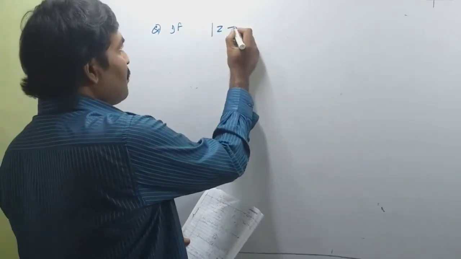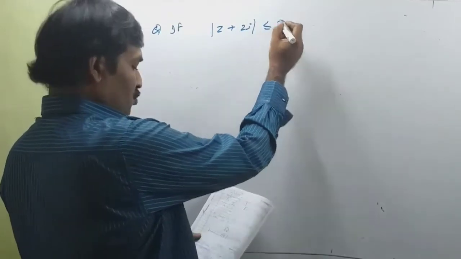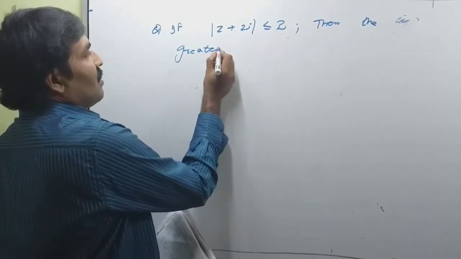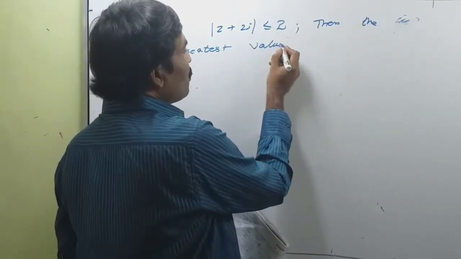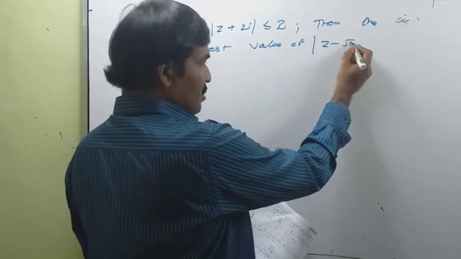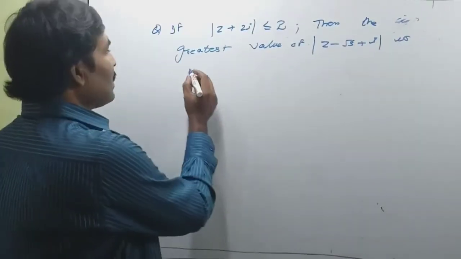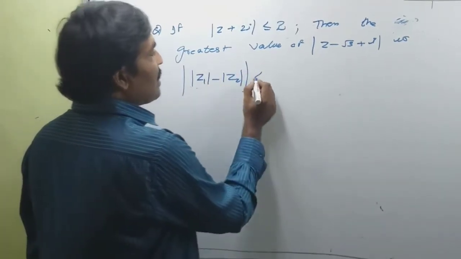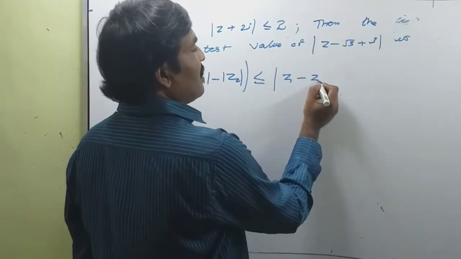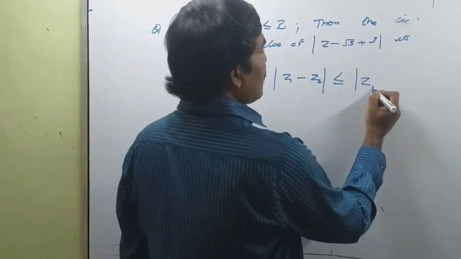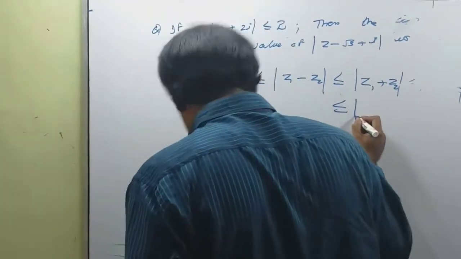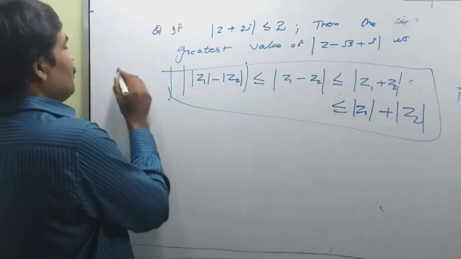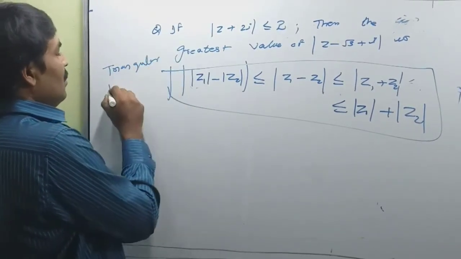If mod z plus 2I is less than or equal to 2, then the greatest value of mod z minus root 3 plus I. The triangular inequality: mod of z1 minus mod z2, the modulus, is less than or equal to mod z1 minus z2, which is less than or equal to mod z1 plus z2, which is less than or equal to mod z1 plus mod z2. This is the triangular inequality.